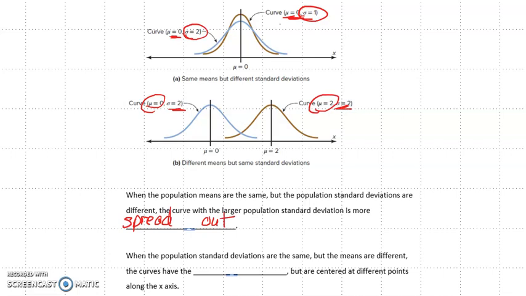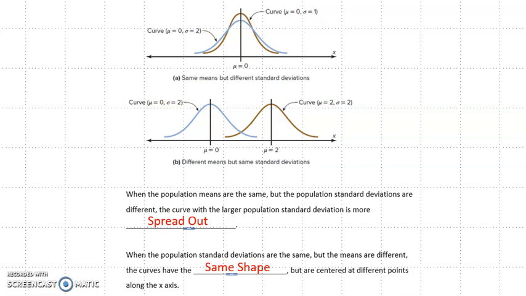And when the population standard deviations are the same, the spreads are the same, but the means are different, means measure center, then the curves have the same shape, because the standard deviations are the same. So they have the same shape, but they're centered at different points along the x-axis. And here again, the next slide spells that out a little cleaner.